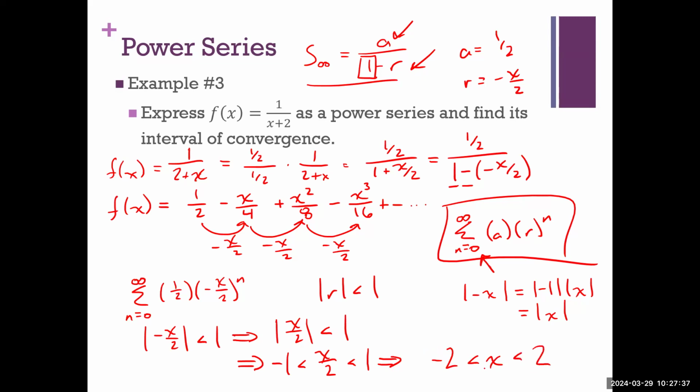What about the endpoints? We don't include them. But how come? For a geometric series, these are hard boundaries, always. Meaning that you will never have convergence at the boundary. It has to be strictly between -2 and 2.